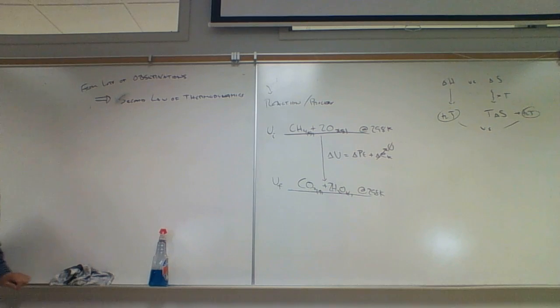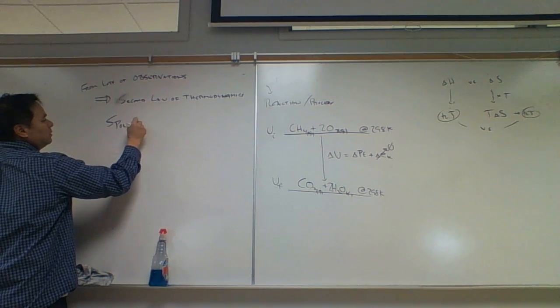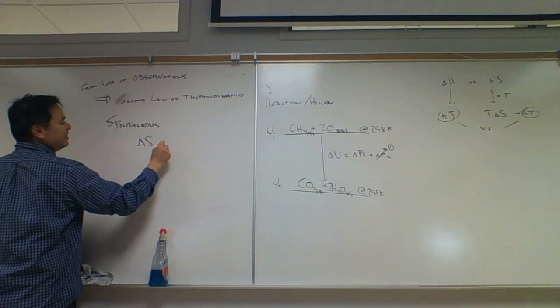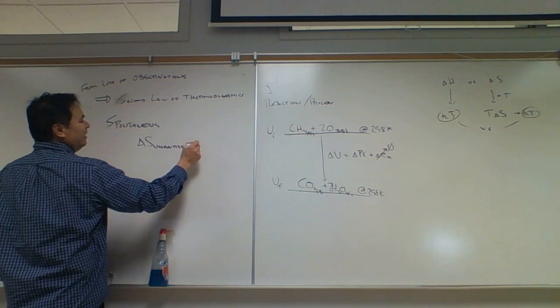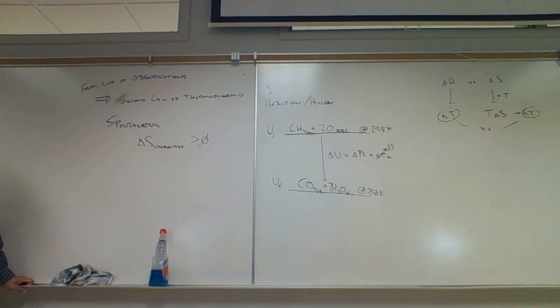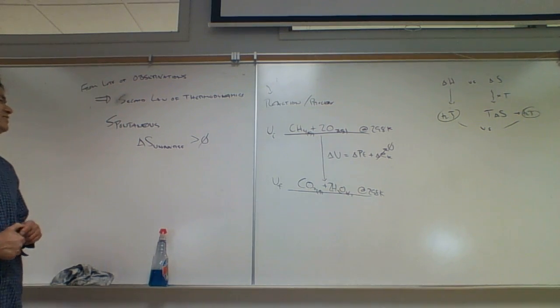So what is the second law of thermodynamics? The second law of thermodynamics says that for a spontaneous process, delta S of the universe must be greater than 0. That is, the entropy of the universe must increase for a spontaneous process. If delta S of the universe goes down, then it's non-spontaneous. There's no driving force for that particular process to occur.